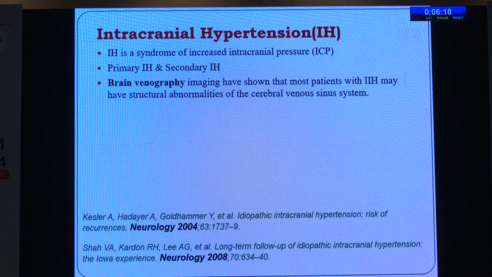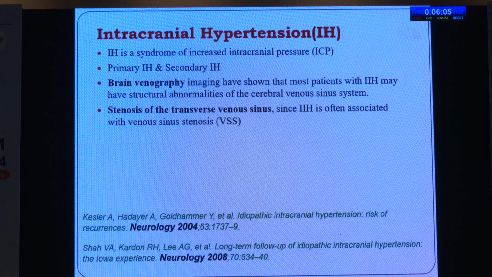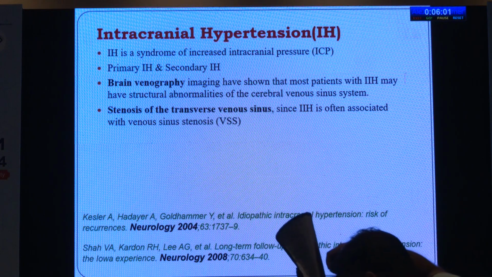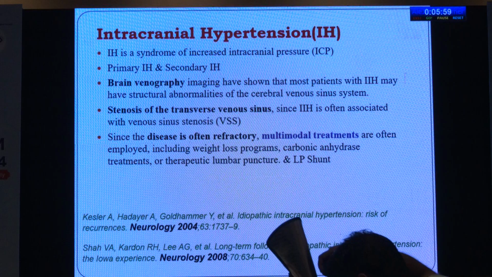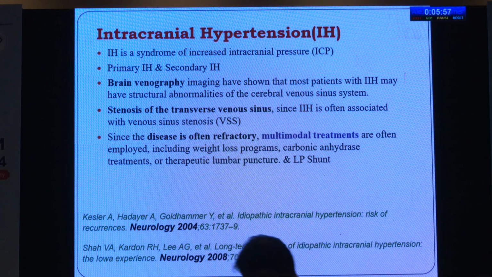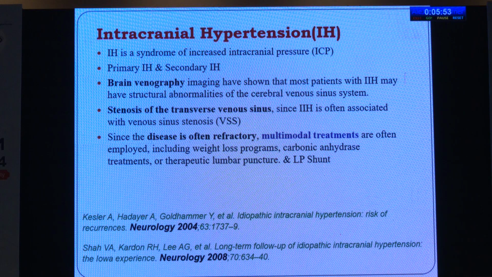And importantly, brain venography imaging has shown that most patients with IIH may have structural abnormalities of the cerebral venous sinus system, which were earlier considered to be primary IIH. And stenosis of the transverse venous sinus, since IIH is often associated with venous sinus stenosis. Since the disease is often refractory, you start with Diamox and other drugs, and the papilledema continues to be there, and gradually we know that optic atrophy sets in.